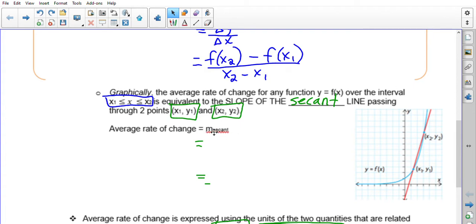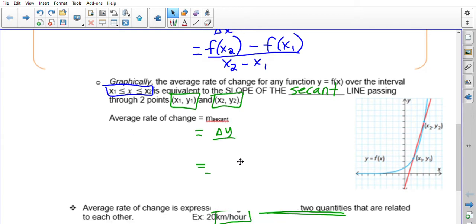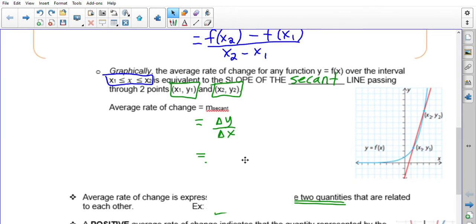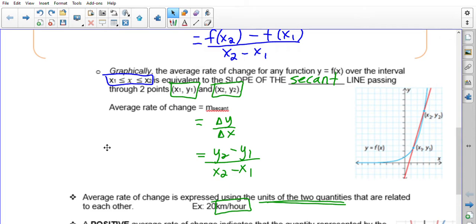So that's just the slope symbol with subscript secant. Okay, which we know is change in y over change in x. And then when you're just given 2 coordinates, you're just going to do your regular slope formula from grade 9. So y2 minus y1 divided by x2 minus x1.